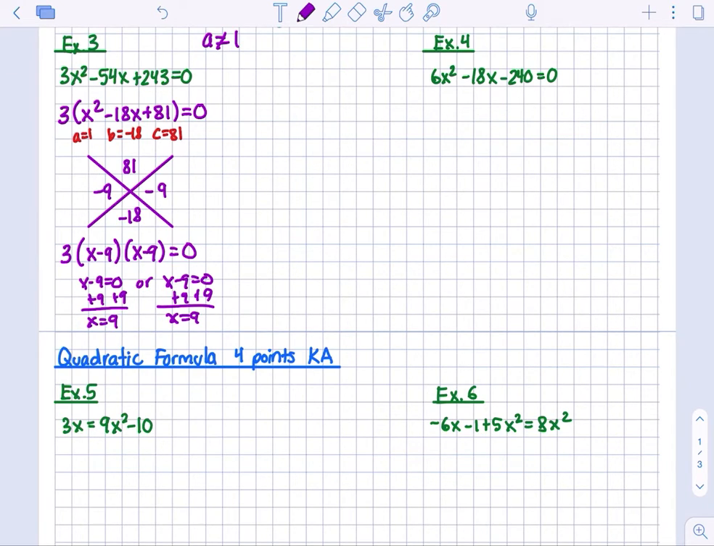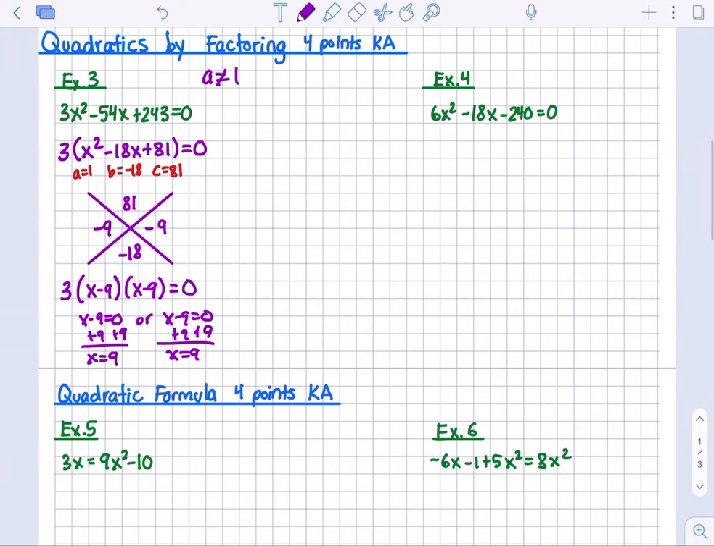Okay. Example 4. A is not equal to 1 here, but you have to see if 6 can go into every single one of these terms. And it can. So we can factor out a 6 from each one. 6 divided by 6 is 1, so just 1x squared. Negative 18 divided by 6 is negative 3, so negative 3x. Negative 240 divided by 6 is negative 40.